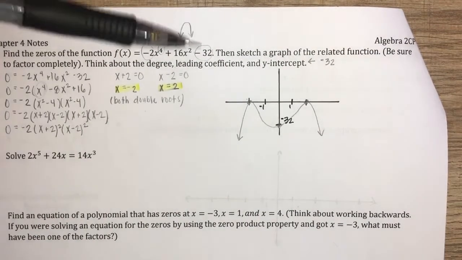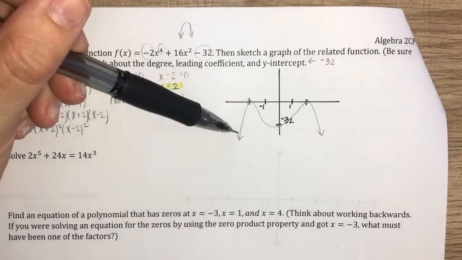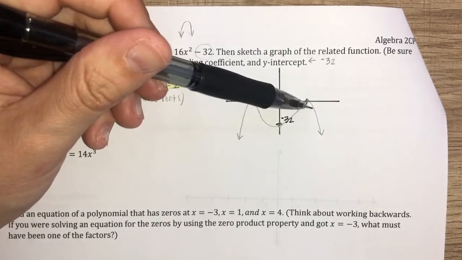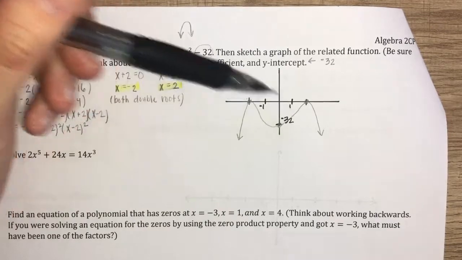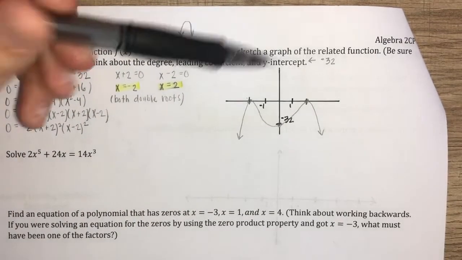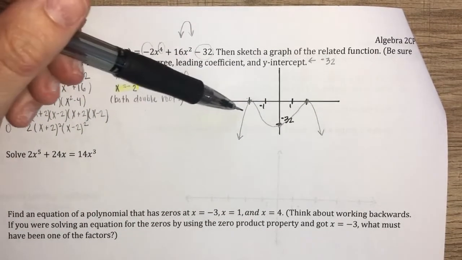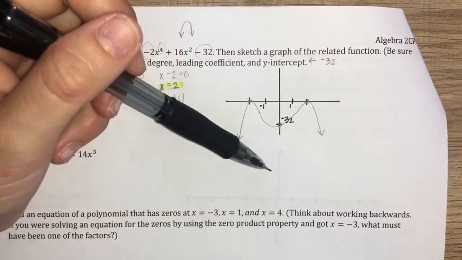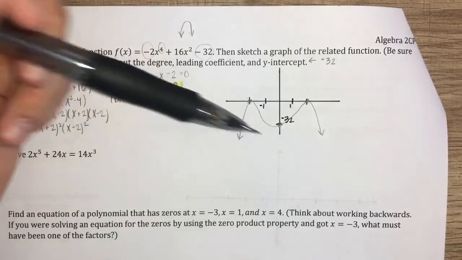So one more time, negative 2 is a double root, so it's going to bounce off negative 2. Positive 2 is a double root, so it'll bounce off positive 2. The end behavior, based on the lead coefficient and the degree, tells me that as the graph goes left, it's going to finish going down, and to the right, the graph is also going to finish down. And then it just needs to cross through the y-intercept of negative 32.